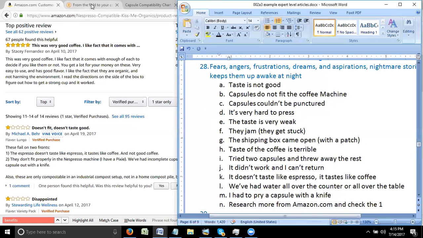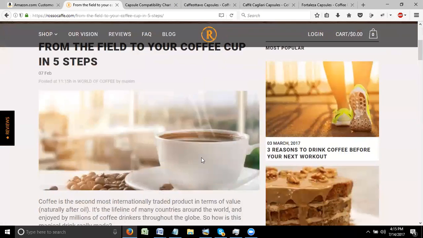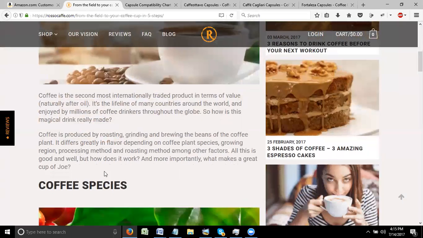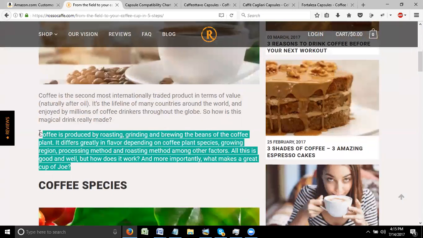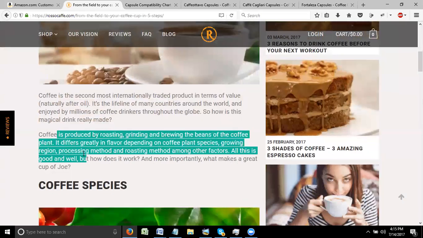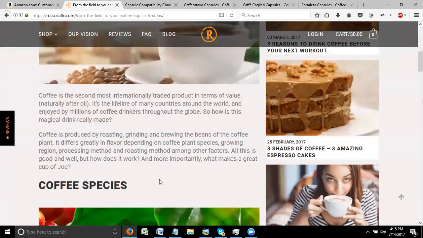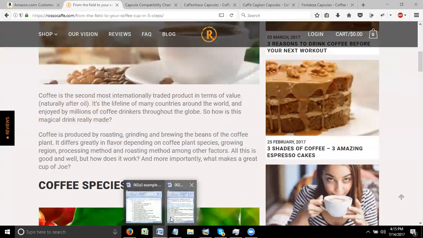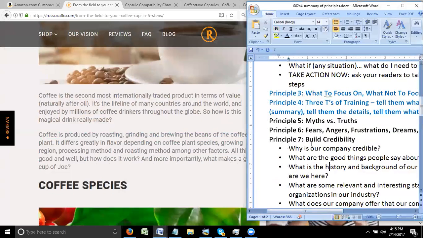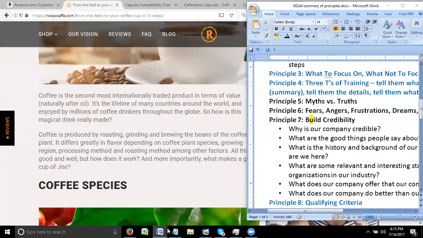Okay, now earlier I showed you an article here that is very poor, because it just kept on talking about unrelated things, and it doesn't really generate any strong emotion in the reader. You can improve this type of article by incorporating these fears, angers, frustrations, dreams, and aspirations into the article.